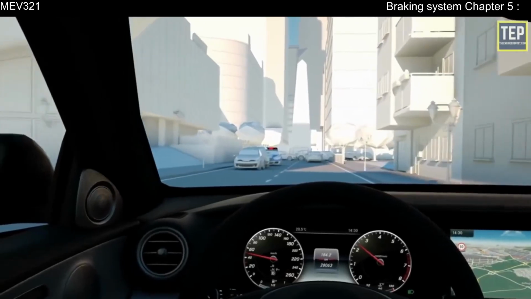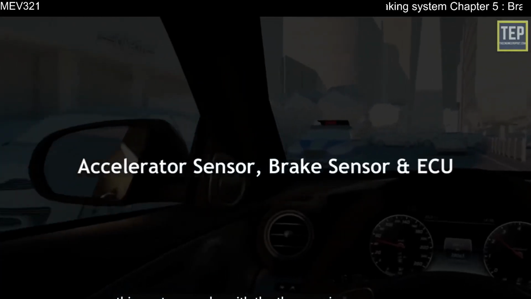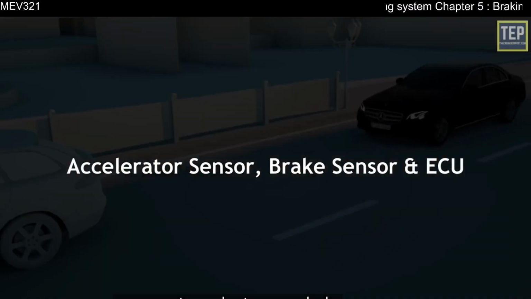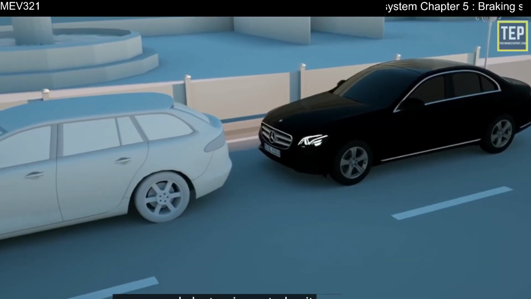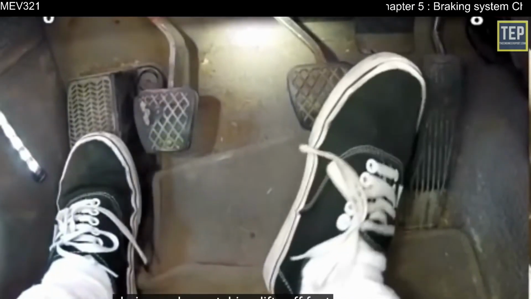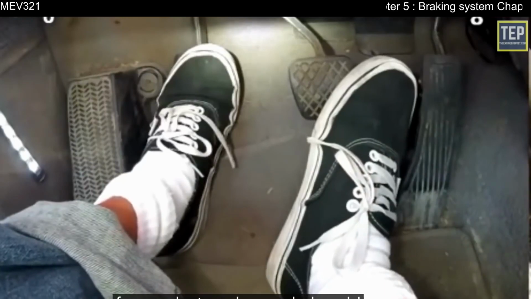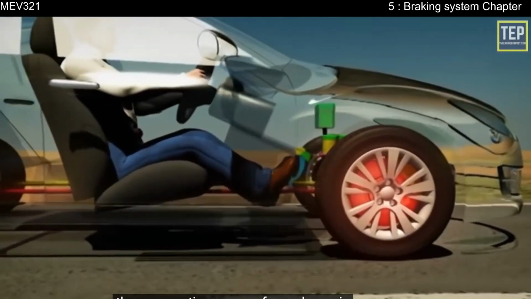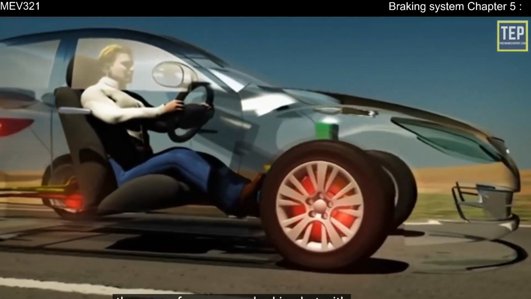This system works with three main components: accelerator sensor, brake sensor, and electronic control unit. Let's consider an event of normal braking. During such an event, the driver lifts the foot off the accelerator and presses the brake pedal. The same actions are performed even in the case of emergency braking, but with greater intensity.